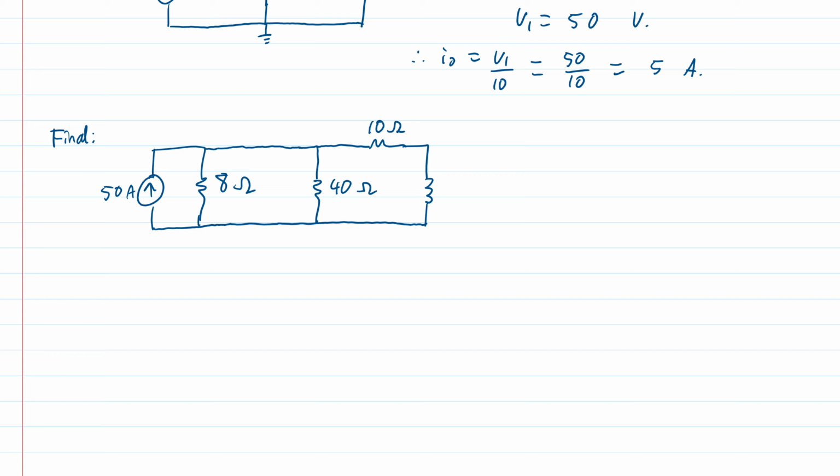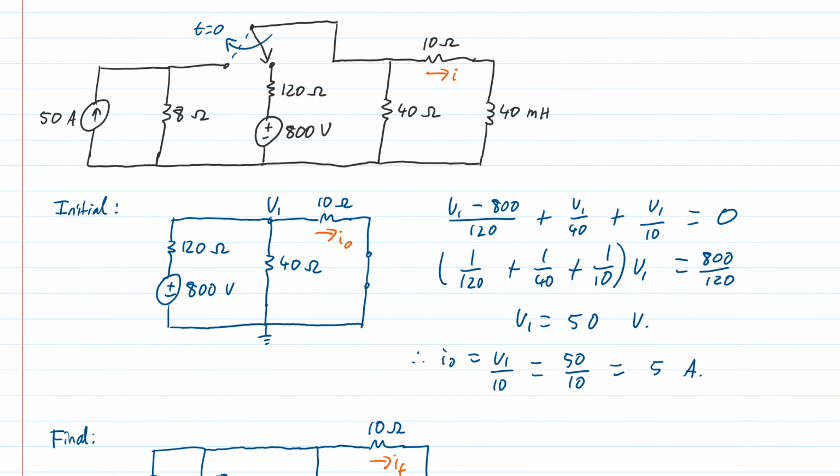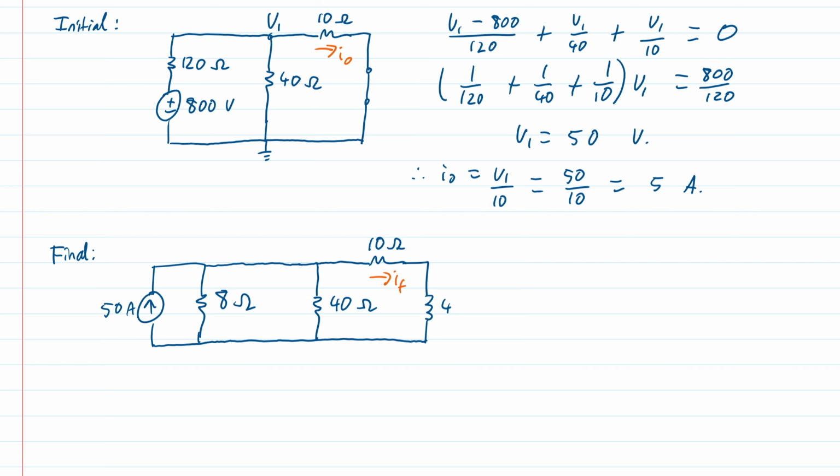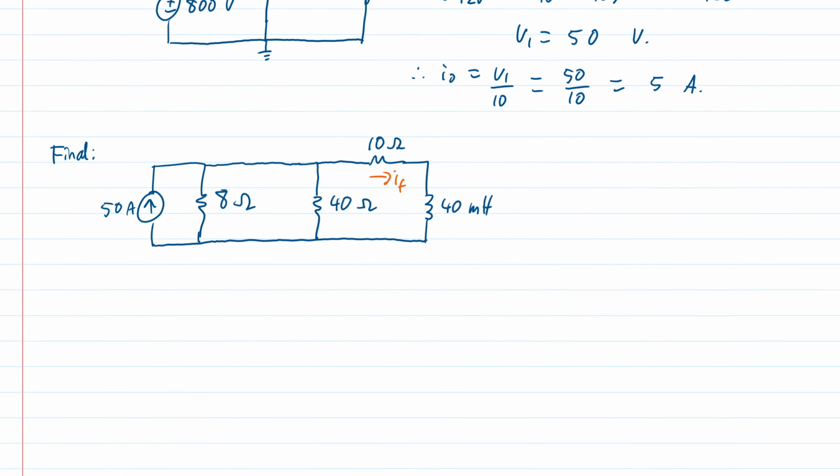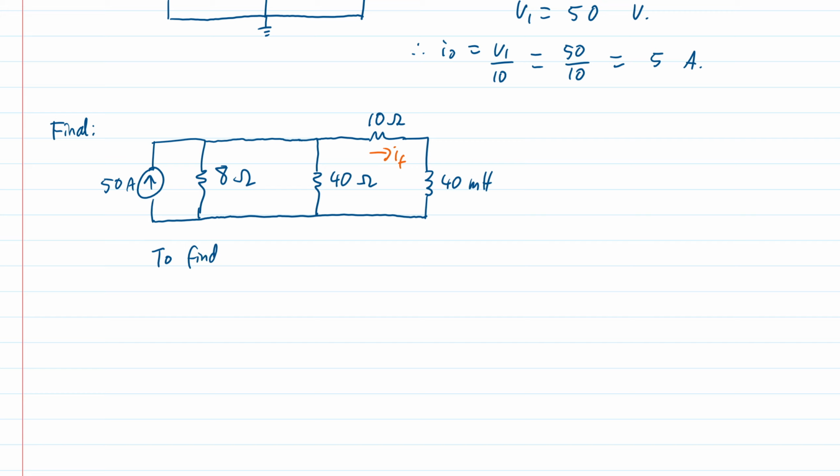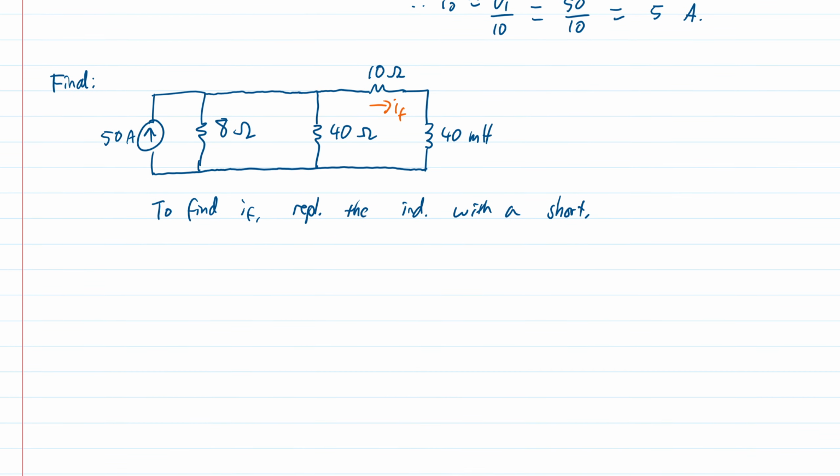So after the switch has changed, we need to know what is the current here. That would be our final current. To calculate the final current, we consider the inductor to be a short circuit. I should just label, by the way, the inductor is 40 millihenries, so I'll label that on here too. To find IF, replace the inductor with a short. So it becomes even a little bit simpler.